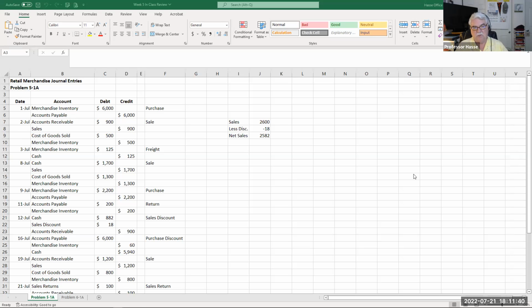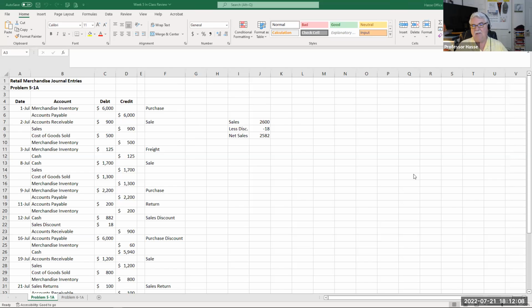Now, here's a spreadsheet that I have posted as one of our class review spreadsheet files. It covers chapters 5 and 6, merchandise accounting and inventory accounting. These are 2 examples which can be your study guide for these chapters, problem 5.1a and problem 6.1a from that material. Basically, it's the same transactions. You're just recording for inventory.